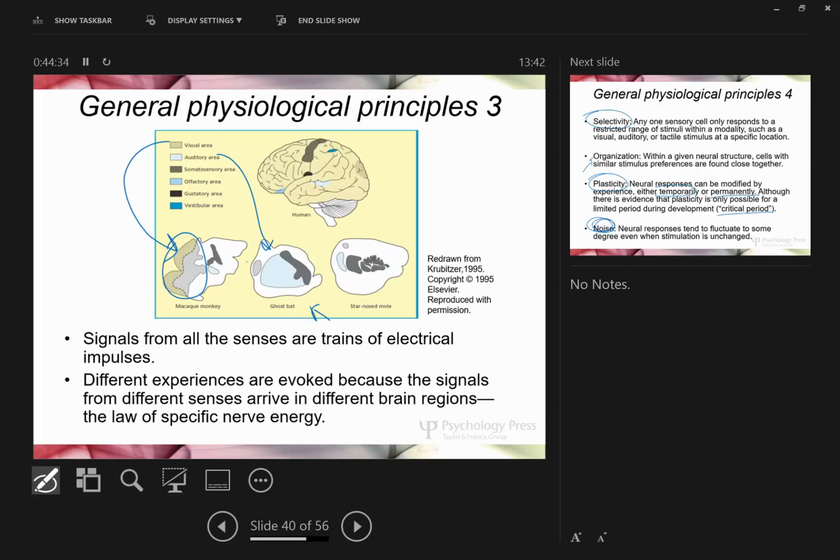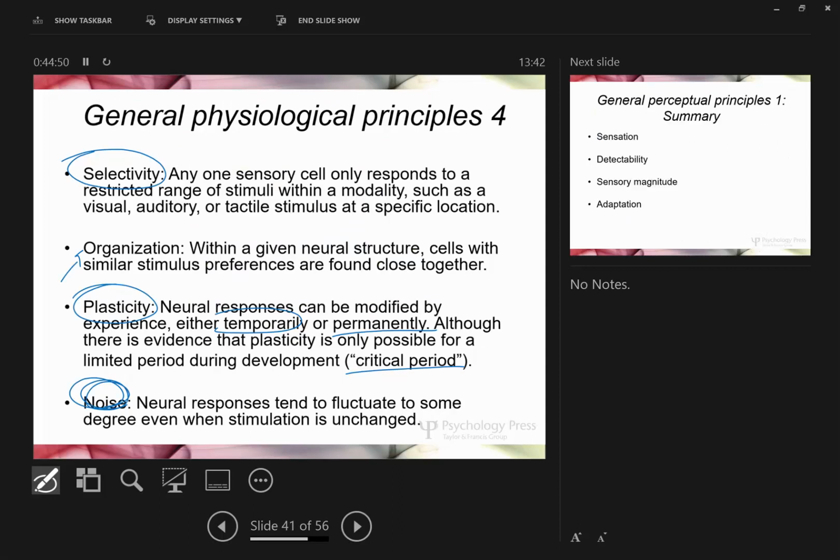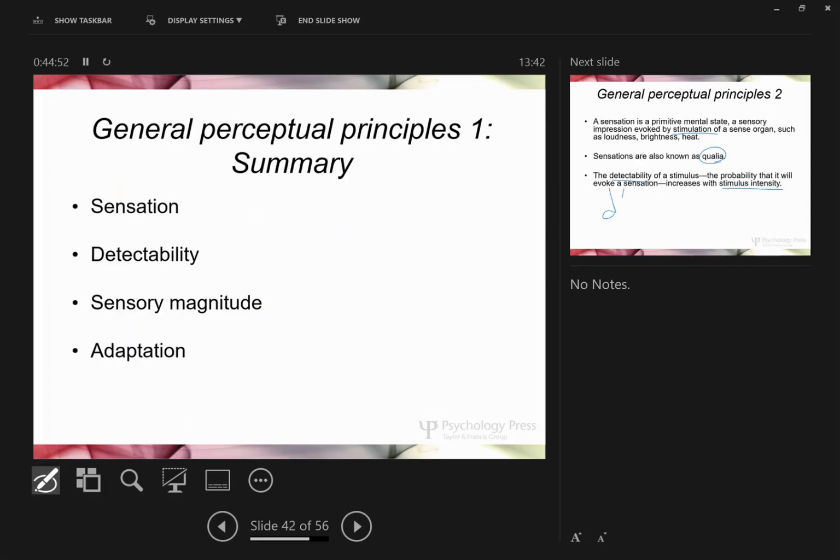Here's primary sensory cortical areas, not too big of a deal. If you think about a bat, obviously got a bunch of auditory. Humans, not so much. Okay. Here are these concepts we already talked about. Not a big deal. We will talk about adaptation just a little bit in a couple weeks, right?